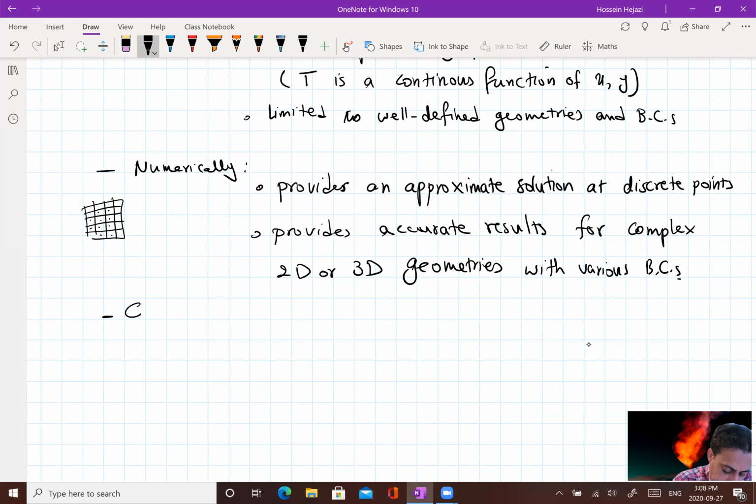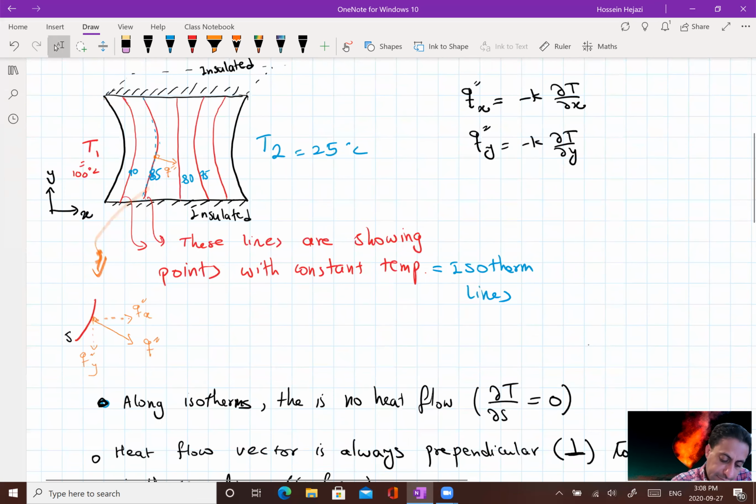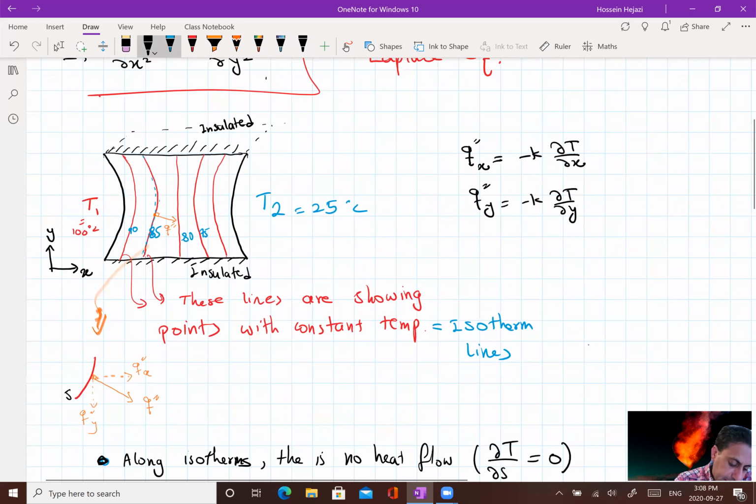The other one is graphically. And graphically is the same way that I was showing here: let's say we have this domain, we find the isotherm lines with the proper spacing, and then besides these isotherm lines, we have the heat flow lines that are going to be normal to them. So if I want to plot that one, it's going to be normal to that one. This is no heat flow. And it is always going to be normal to them.